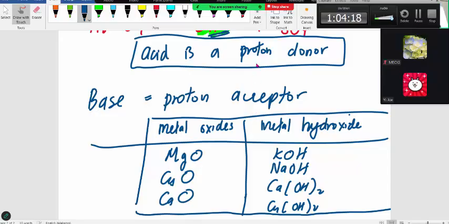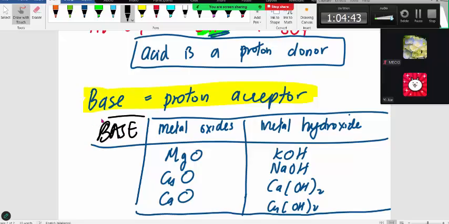Can you write this down? Proton acceptor. It will react with an acid. Any of this will react with an acid to form salt and water. Get it? But who are they? How do I know something is a base? The definition of base is proton acceptor. Who are base? These are all different kinds of bases. They must be a base to accept proton. Yeah. To react.